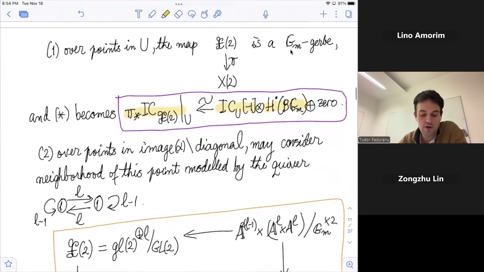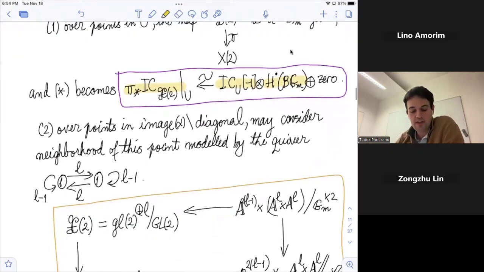Okay, so now we're looking at a singular point in the image of alpha minus diagonal. So it's a sum of 2 representations, and they are not isomorphic. So the neighborhood of this point is modeled using another quiver, which is this particular quiver. It has 2 vertices and L arrows one way, L arrows the other way, and L minus 1 loops.